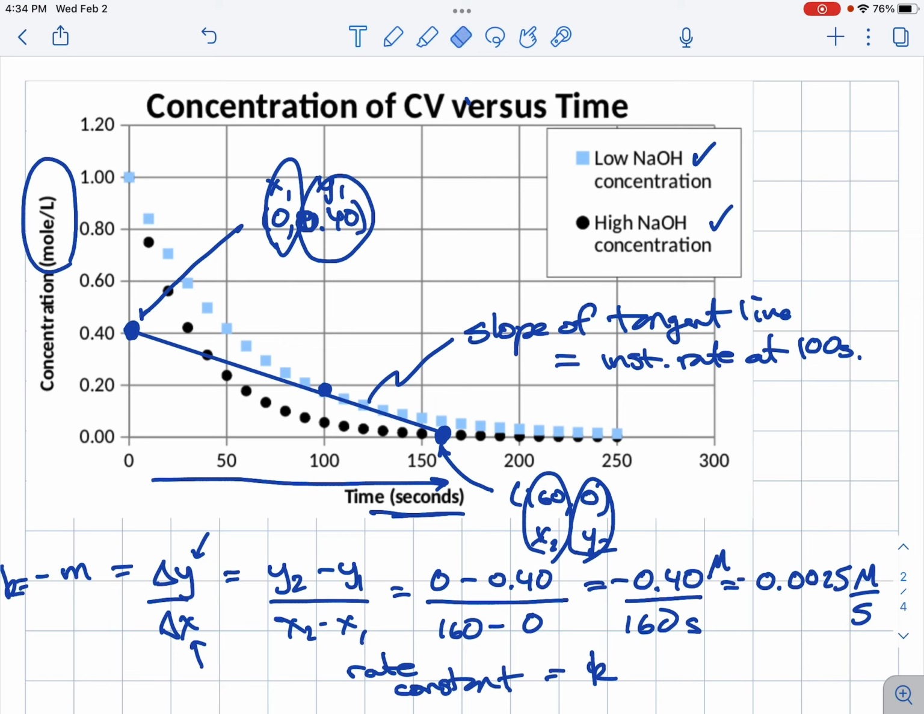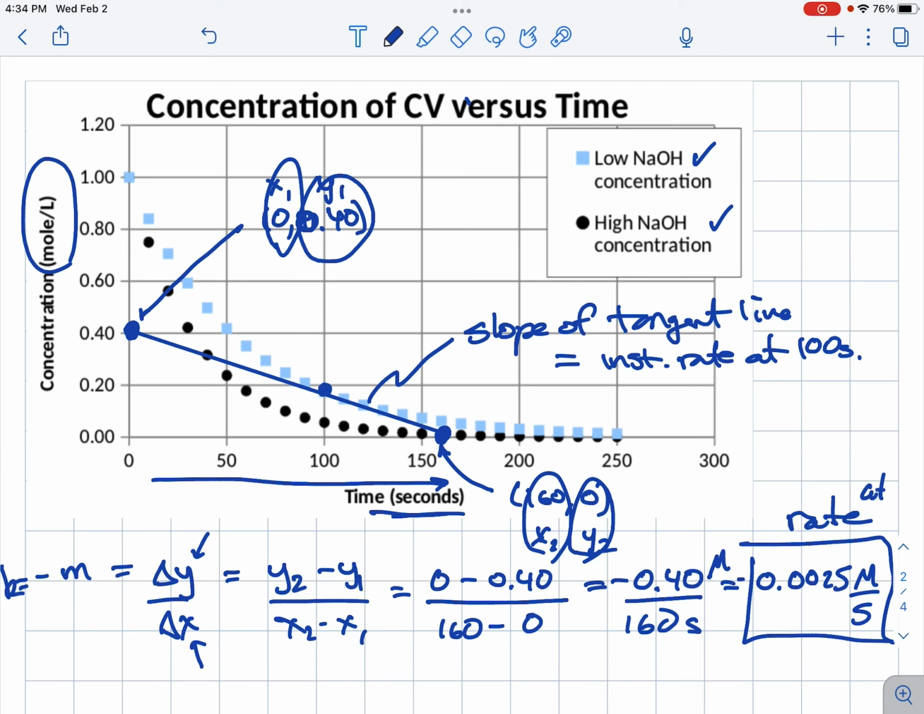Excuse me, I'm screwing this all up, guys. This is the rate. This is not the rate constant. I'm thinking of the next lesson. I'm really sorry. This is the rate at 100 seconds. So we're done, and I'm going to be quiet because I'm just making it worse. We're going to do the slope of a line tomorrow, or in the next lesson.